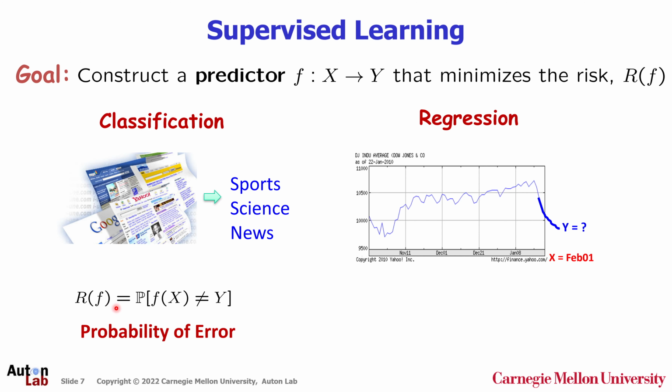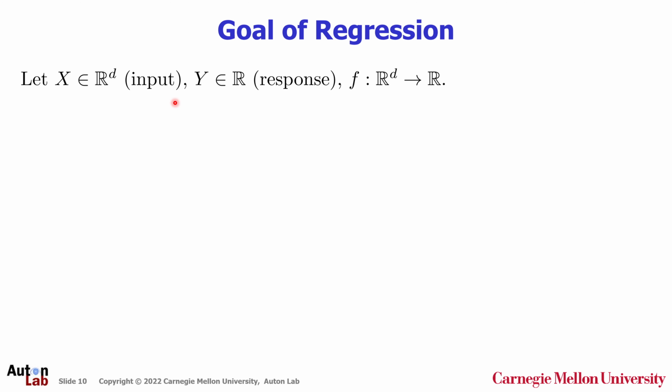Now we are ready to define the goal of regression problems. Let x be a d-dimensional random variable and y be a real-valued random variable. More generally, y could be a finite-dimensional random variable, but just to make everything simple, we will assume that y is a real-valued random variable. Our goal is to find a function f that maps from d-dimensional space to the real line such that f of x is a good approximation of y. There could be multiple ways to define what we mean by good approximation, so let's discuss some of them.